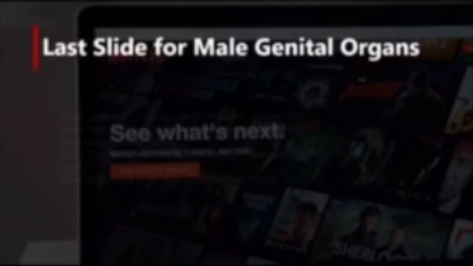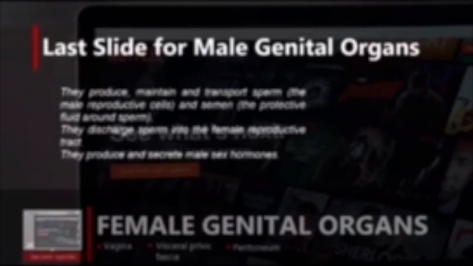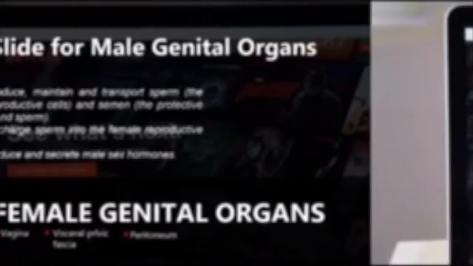Next, we have the last slide for the male genital organs. Overall, they produce, maintain, and transport sperm, the male reproductive cells, and semen, the protective fluid around sperm. They discharge sperm into the female reproductive tract. They produce and secrete male sex hormones.